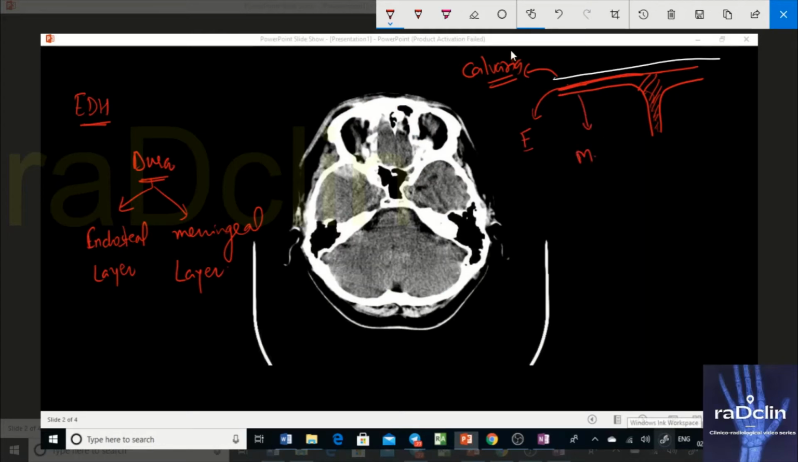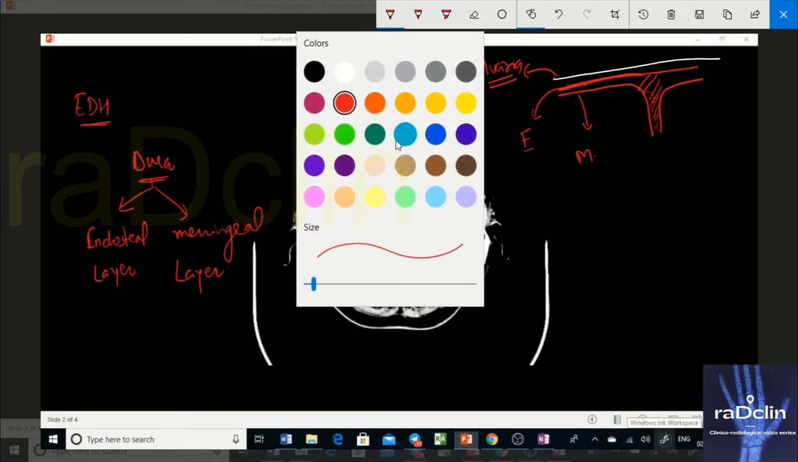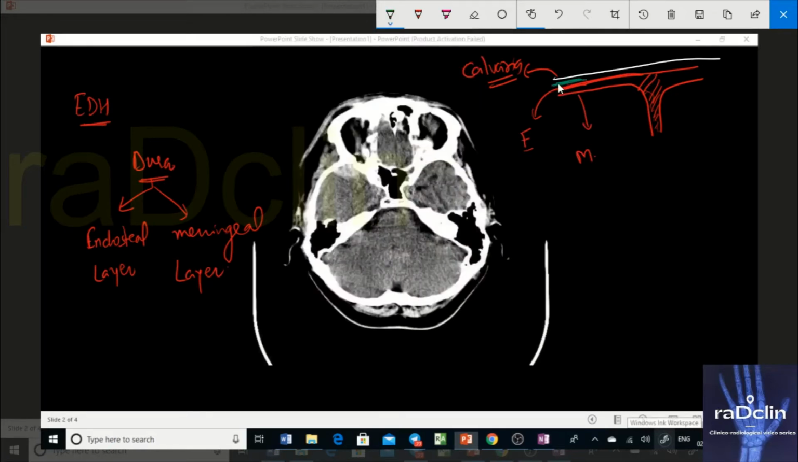So what is the location of EDH? The location of EDH is this, that I have drawn. This is the location of EDH. This is the epidural space, a potential space between the calvaria and the endosteal layer, because it is extradural. So this is the location.